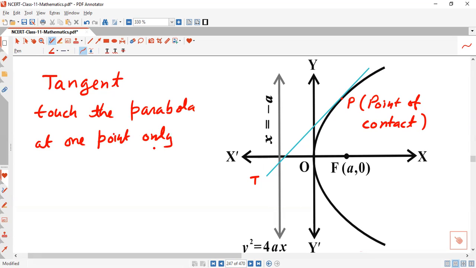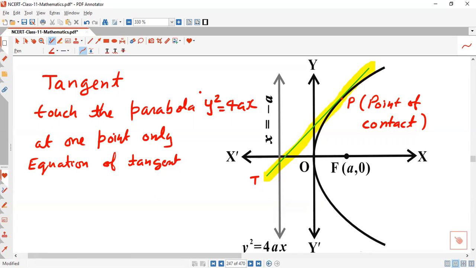This is a tangent, all right. And I would like to write down the equation of this tangent to the parabola. This is a straight line. What is the equation of the tangent? The parabola given to you is y square equal to 4ax. For this standard parabola, let's see what the tangent equation will come out to be.